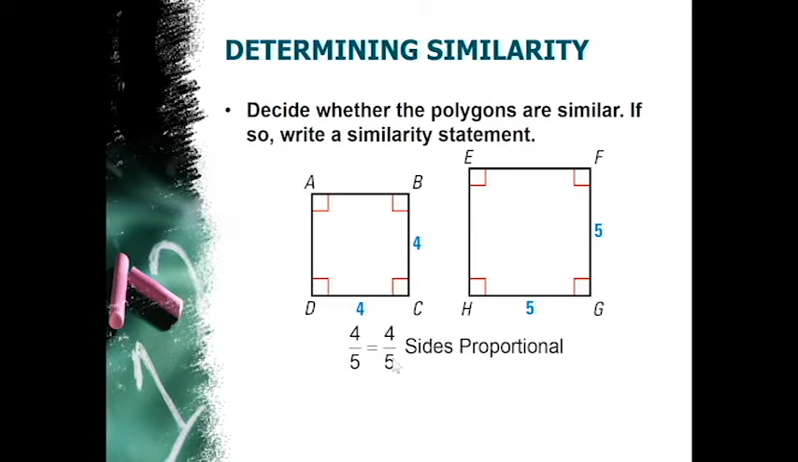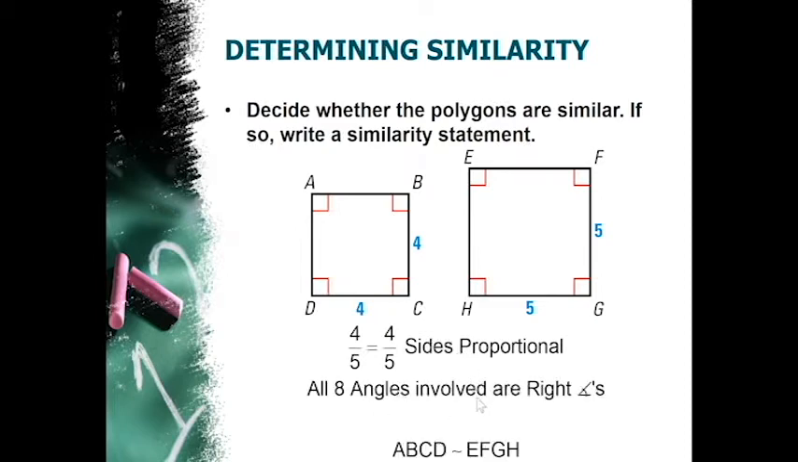So 4 over 5 obviously is equivalent to 4 over 5. Sides are proportional. 8 right angles are involved. ABCD is similar to EFGH. In actuality here, because all the sides are equivalent, the order of the letters really isn't going to matter too much on this. The only thing you can't do is go ABD. You can't cut diagonally across. You either got to go clockwise or counterclockwise. This is a pretty easy one to put together.